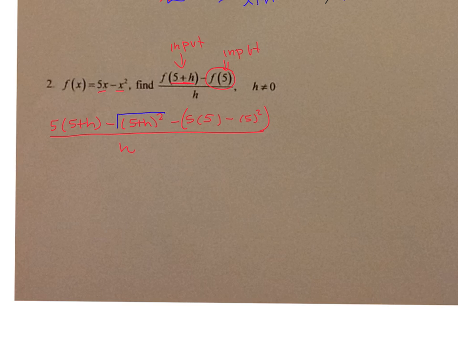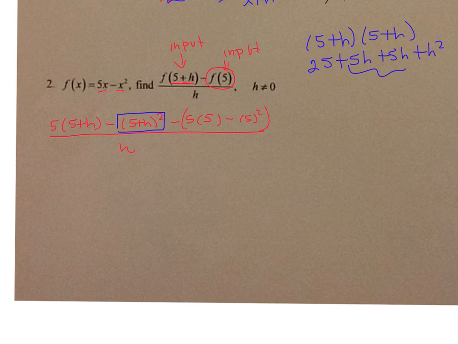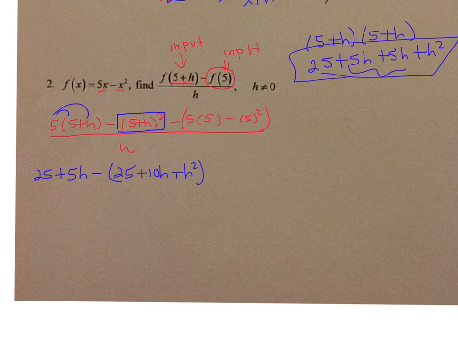Okay, so let's see here. Well, let's start with this guy right here. So let me do that right up top here. So 5 plus h squared is 5 plus h times 5 plus h. So that's 25 plus 5h plus 5h plus h squared. So I'm just going to plug that back in. I'm going to combine like terms because that's 10h. And I'm going to distribute here. So I have 25 plus 5h minus, now this trinomial I'm going to get, 25, 5h plus 5h is 10h, plus h squared. And now let's distribute that negative there.